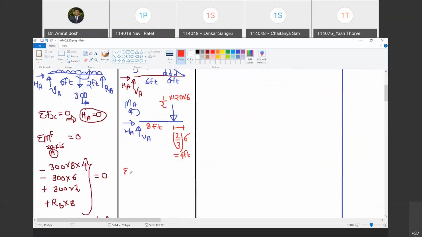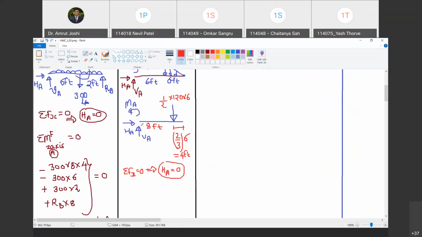Summation Fx equal to 0 is the first equation that we are going to apply. That is going to give me what? That implies HA has to be equal to 0. Are you with me? Yes, sir. Okay. Now, what is the next equation that I should use?